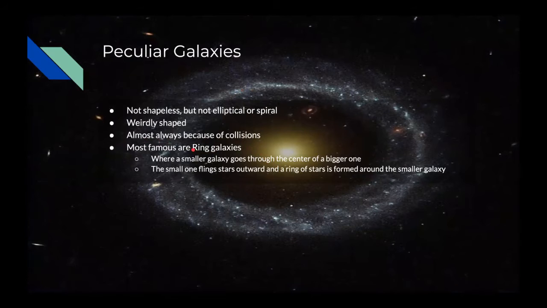The most famous type of peculiar galaxies are called ring galaxies. You can see one in the background here. What happens is a smaller galaxy goes through the center of a bigger one. And the small one forces stars to the outside. And a ring of stars, per se, is formed outside the smaller galaxy. So you get this beautiful looking ring shape.